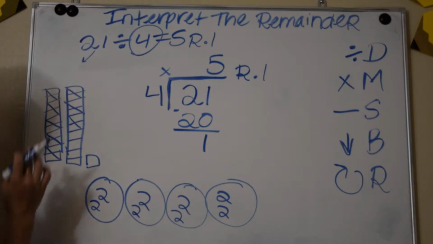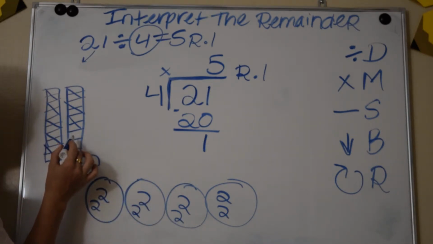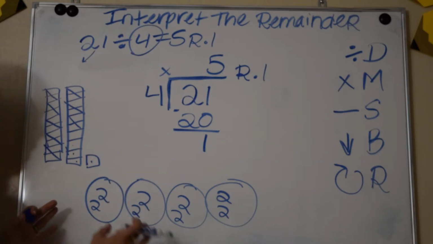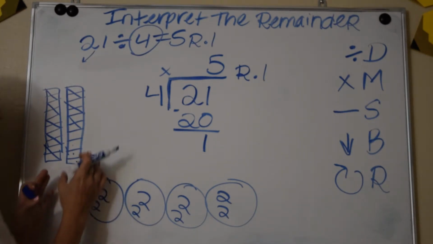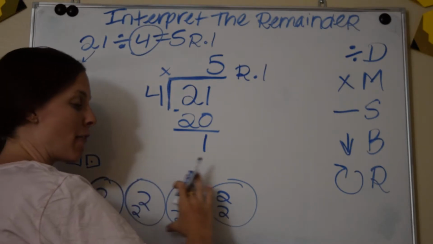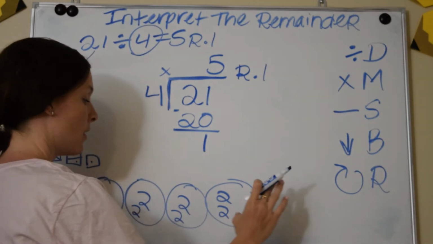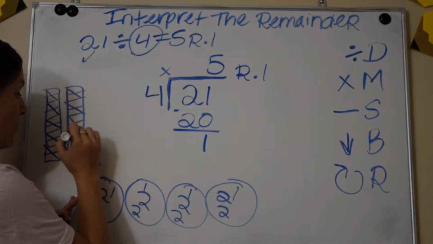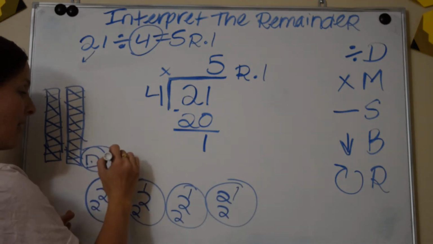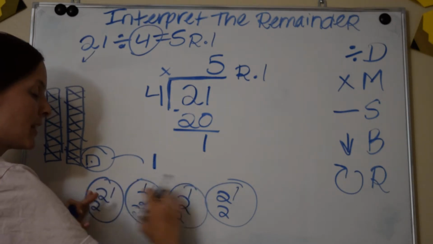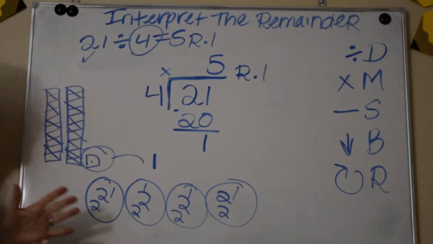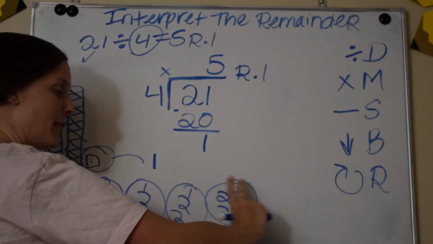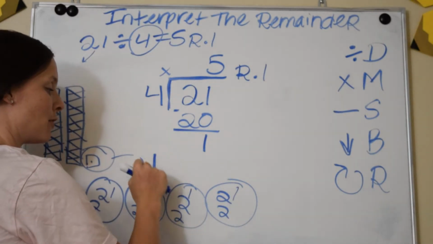But now look how many we have left. 1, 2, 3, 4, 5. I have 5 blocks, or 5 ones, but I only have 4 groups. So I'm going to do 1, 1, 1, 1, and look at that. I have 1 outside of my equal groups. That's why 21 divided by 4 is 5 equal groups with 1 left over.